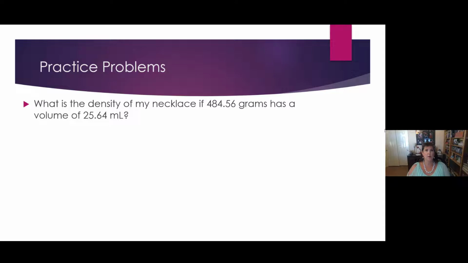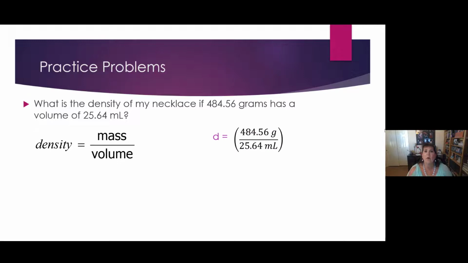Whew, big long number. How many sig figs? We're dividing, so it's sig figs. Well, let's see. The grams has 5 sig figs. The milliliters has 4 sig figs. Go with the least, which is 4. So we're going to get, wow, 89 is going to round up to 90, so 18.90. So density is mass over volume. Density is going to equal the 484.56 grams over the 25.64 milliliters, and that equals 18.90 grams per milliliter.